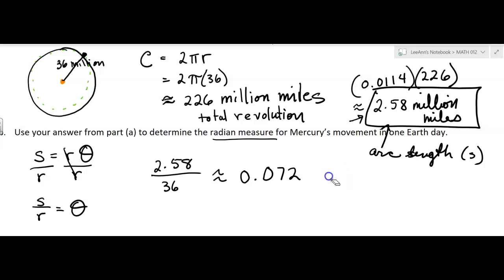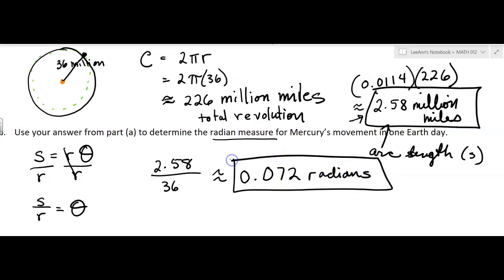Now, if you want to see what happened to the millions of miles, they probably don't write the word radians. I'm just doing it to make it a little clearer. But this was millions of miles, and this was millions of miles. And so what happens to the units? They cancel out, okay? And that's in radians now, 0.072. All right.